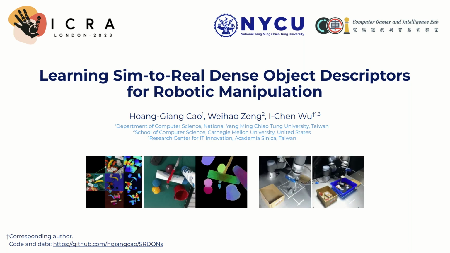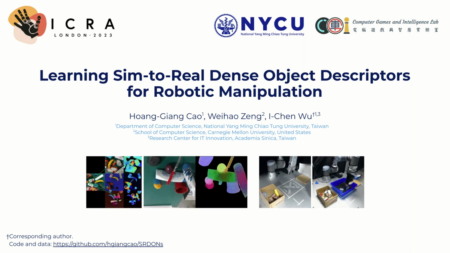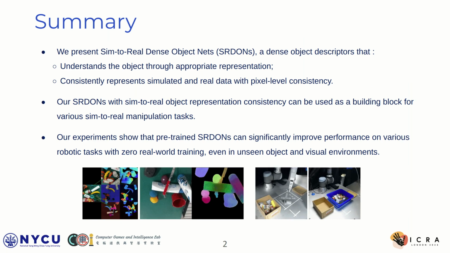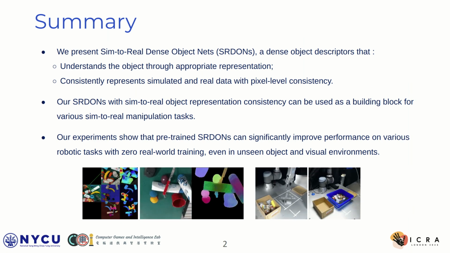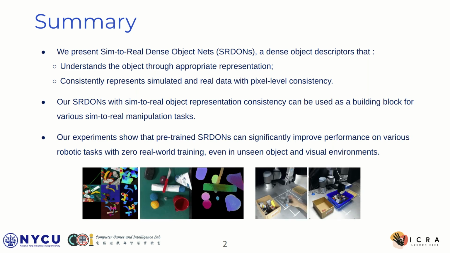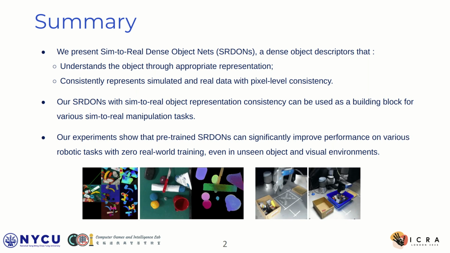I'm glad to present our work, Learning Sim to Real Dense Object Descriptors for Robotic Manipulation. Our descriptors solve two critical issues in robotic learning tasks. The first is understanding the object through appropriate object representation. The second is the ability to consistently represent simulated and real image data at the pixel level.